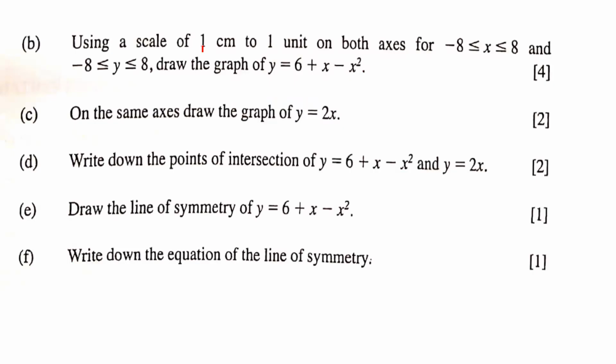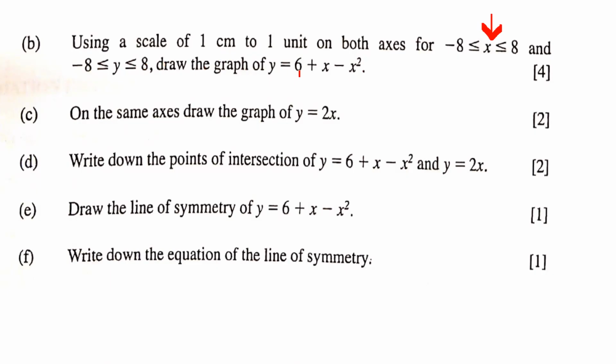It says using a scale of 1 centimeter to 1 unit, which means that we're counting in ones, and each block is 1 unit, on both axes for -8 ≤ x ≤ 8. What that basically means is that on your x-axis, the highest you have to go is 8 and the lowest you could go is -8. You can't go lower than that, and you can't go higher than that. It must be exactly from -8 to 8. And then on the y-axis it is the same thing. The highest y value you could have is 8, and the lowest y value you could have is -8. So you can't go lower than -8, and you can't go higher than 8.